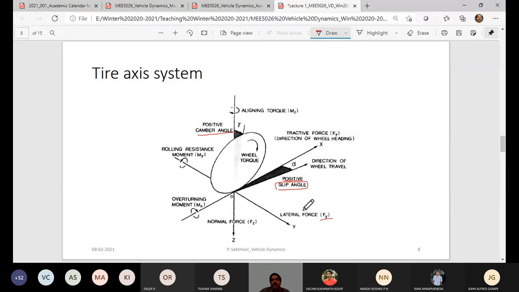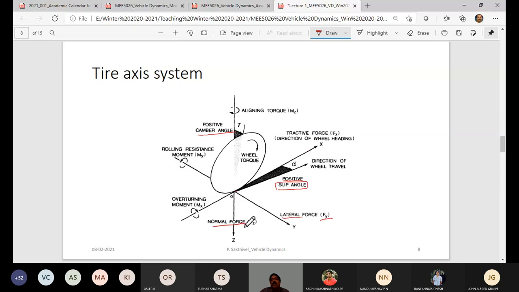The direction of the vehicle is controlled in 2D motion because of Fy being present. And of course, this normal force is very important. If the normal force is not there, the vehicle is not on the ground and there is no traction, there is no Fy. So these three important forces are the components of the force acting in the tire and road interaction. And that is resolved into these three components, and they are given specific names like this.